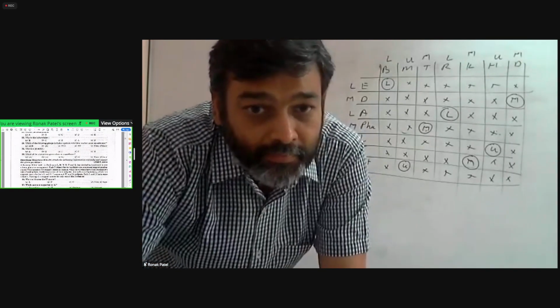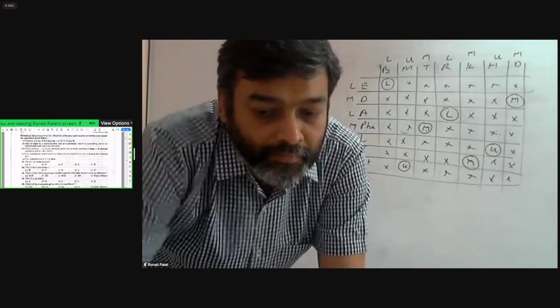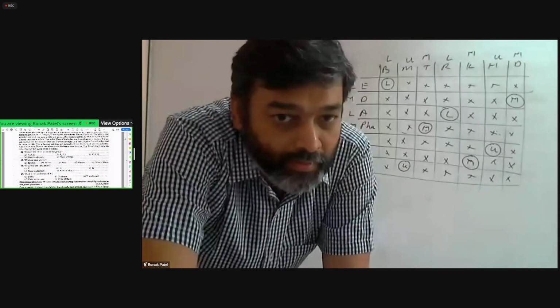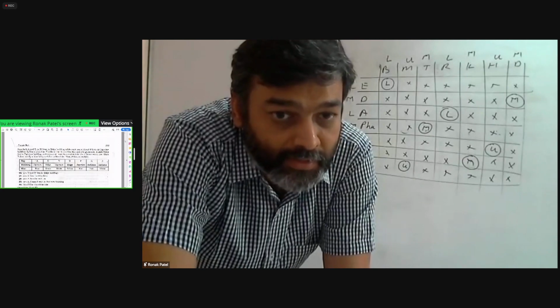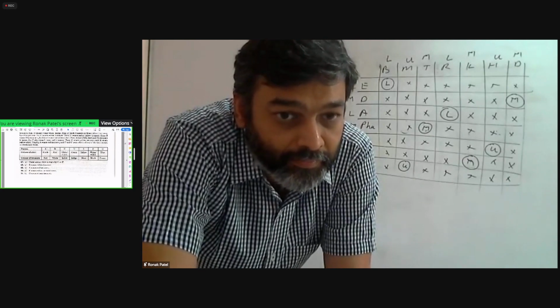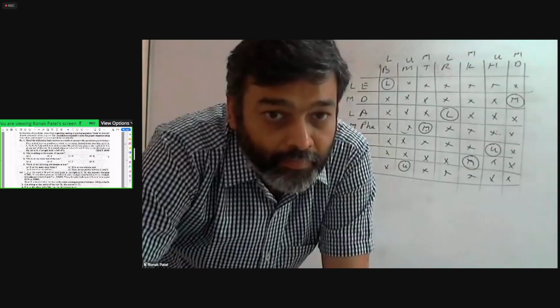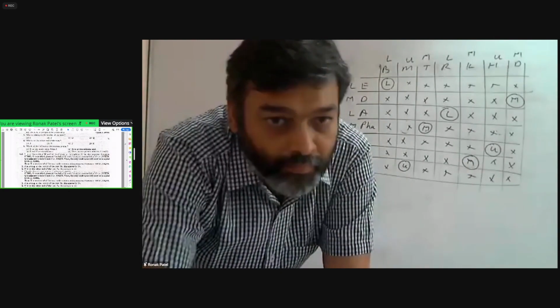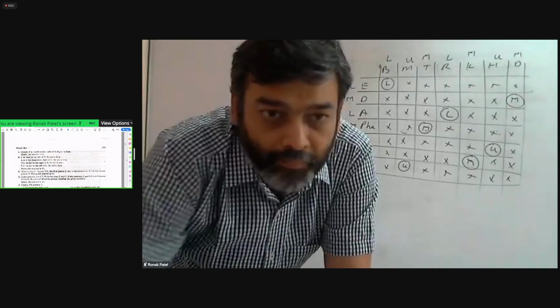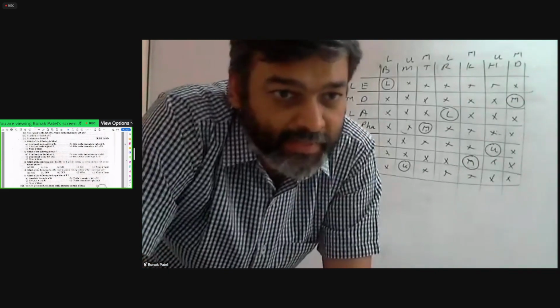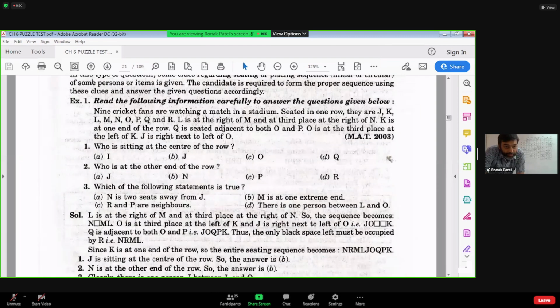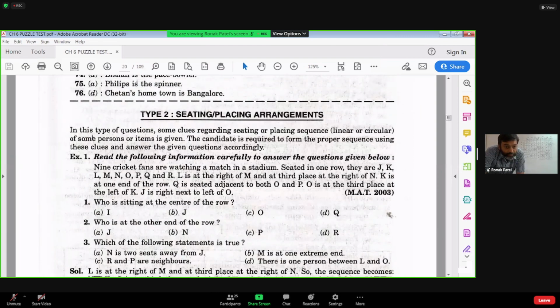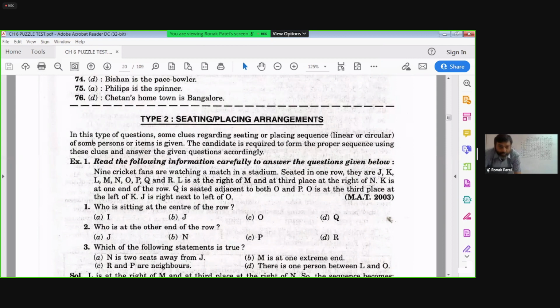Just one minute. I'll try a few more, which are based on circles, right? So these are seating arrangements. Just look at these few seating arrangements. Question number 1, let me start. You try this one, I think.